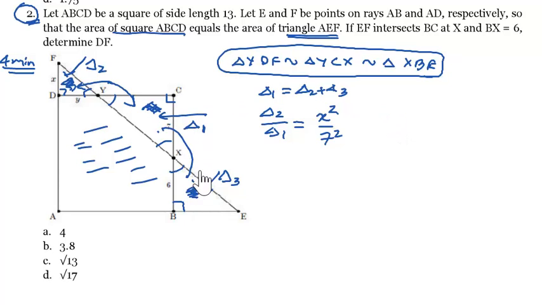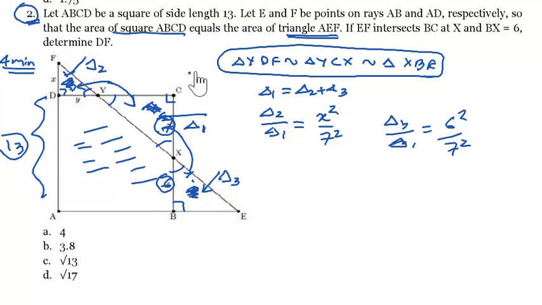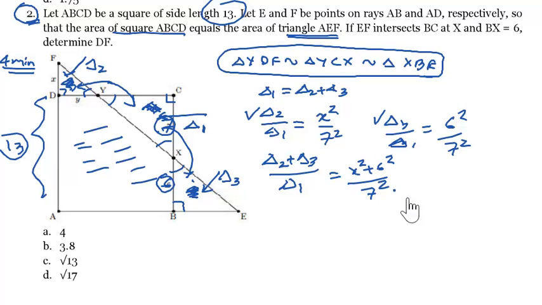Similarly, for these two triangles, I can say that delta 3 over delta 1 will be equal to 6 square by 7 square. Guys, everything is given here, right? This side is 7, this side is 6, right? Because the entire side is 13. That is given in the question, that the length of the side of the square is 13. Clear? Now let me add these two ratios. So what do I get? I get delta 2 plus delta 3 upon delta 1 equal to x square plus 6 square by 7 square. I hope this part is also clear, everyone.